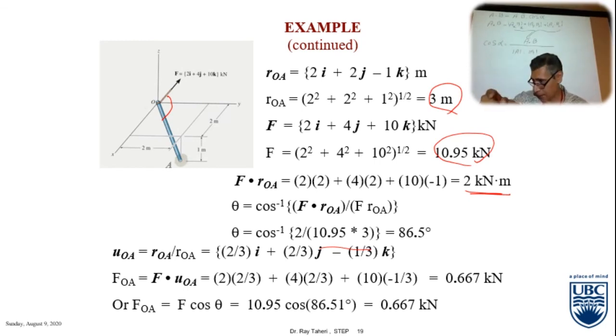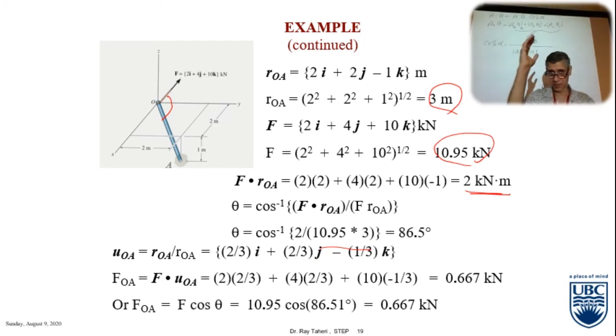So remember that the second application of the dot product is you find the projection of a force on a direction. So now you have the unit vector of OA, and then you do the dot product of the force F by the unit vector of OA. And here, that's what we did. Force multiplied by unit vector of OA. So you have the OA, you have the force, and the answer is 0.667. So now, something interesting.